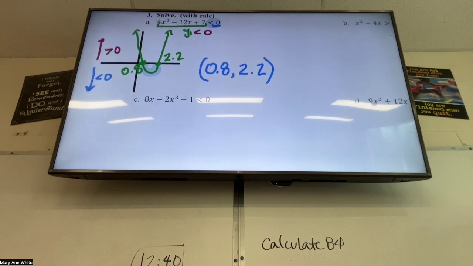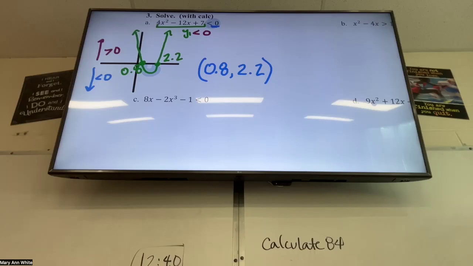Okay. Let's do number C since I can still see all my work for letter A and then do letter C at the same time. So same thing, go graph that on your graphing calculator. And then we'll sketch a graph over here.